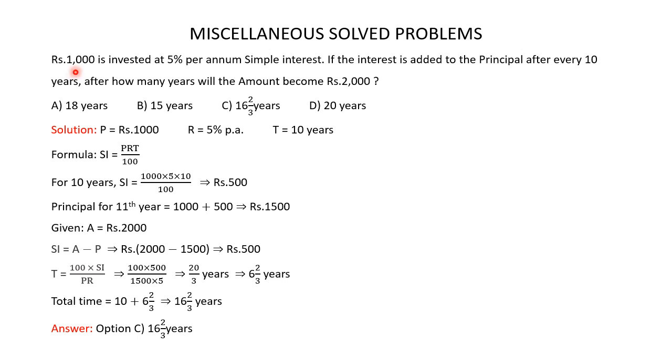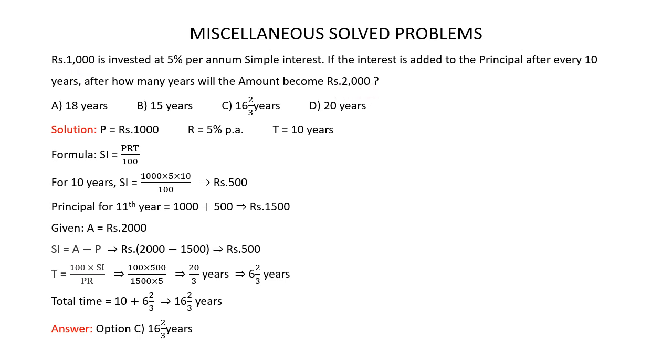Rupees 1000 is invested at 5% per annum simple interest. If the interest is added to the principal after every 10 years, after how many years will the amount become rupees 2000? You are given 4 options here and you have to find out which of these options is the correct one. So here you are asked to find after how many years will the amount become rupees 2000. That is, we have to find out after how many years will rupees 1000 become rupees 2000.